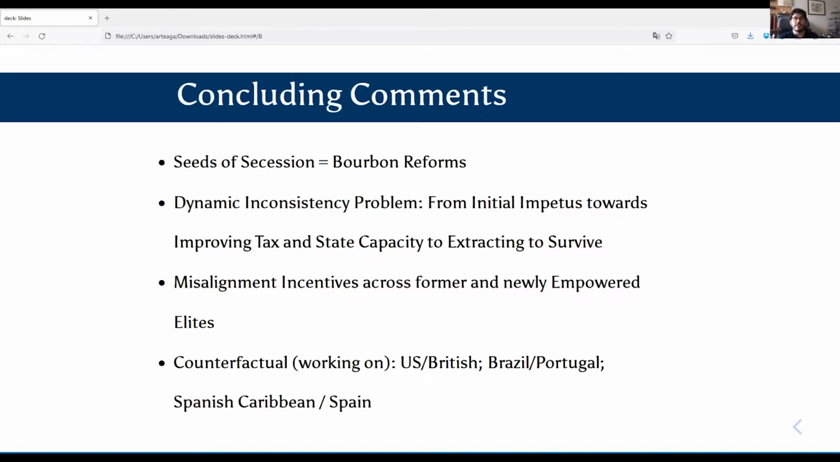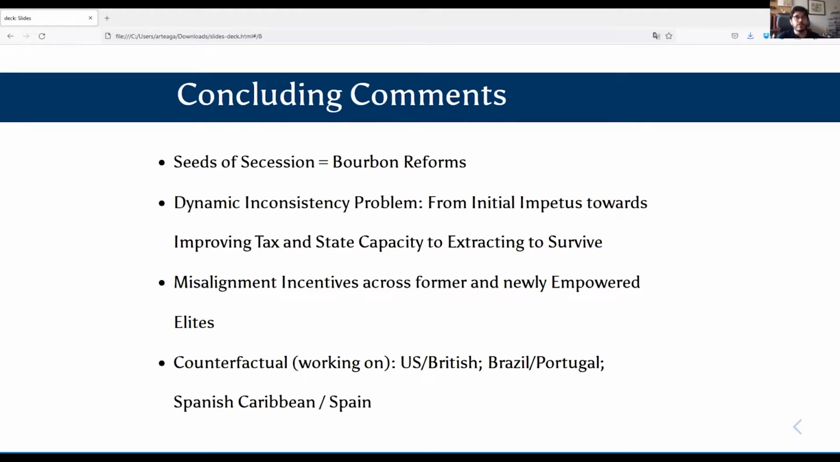At the end, what I'm trying to say, and I think with this my concluding comments would be, is that you have a problem of dynamic inconsistency in the way in which the fiscal reforms were applied. You have a problem of trying to create a modernization of an empire that basically failed. So it's an example of failed state reforms. First you want to improve tax and state capacity, but then you just try to extract to survive. Then you have a misalignment in the incentives across these different actors. You empower some actors that were not allied with you, and that creates incentives towards secession.